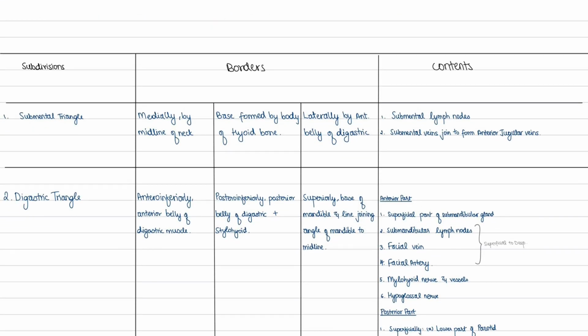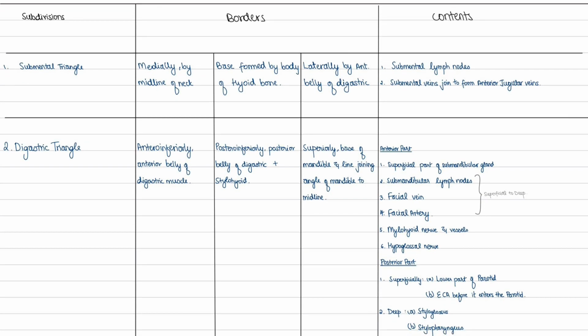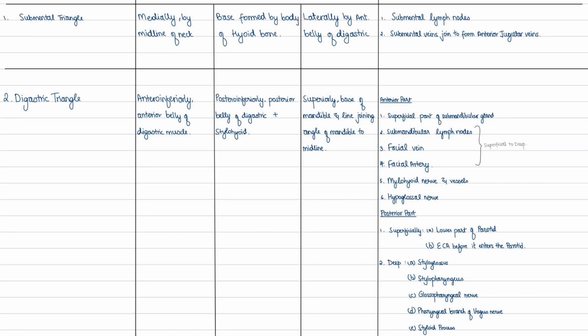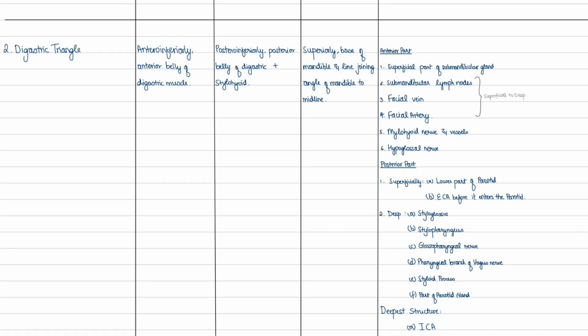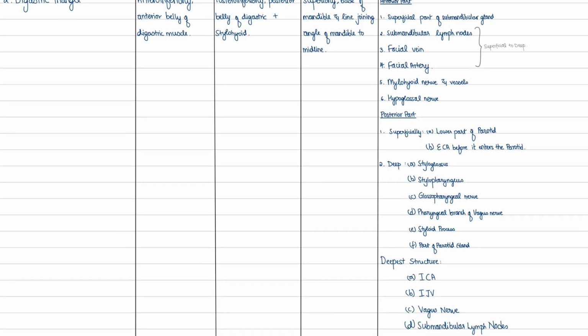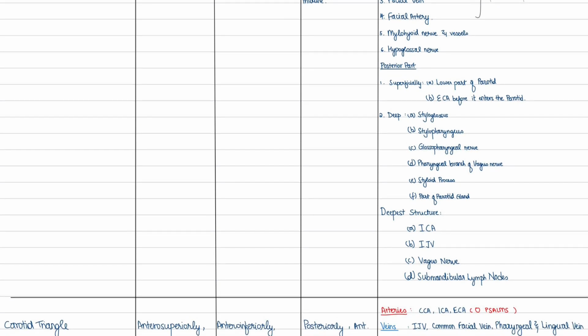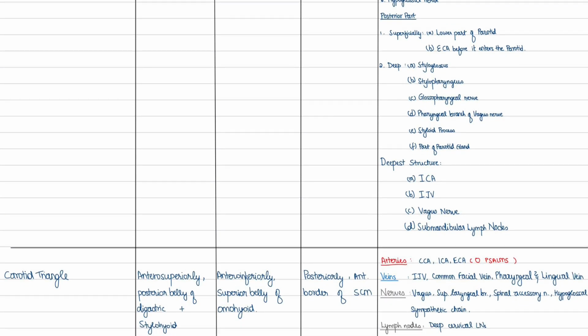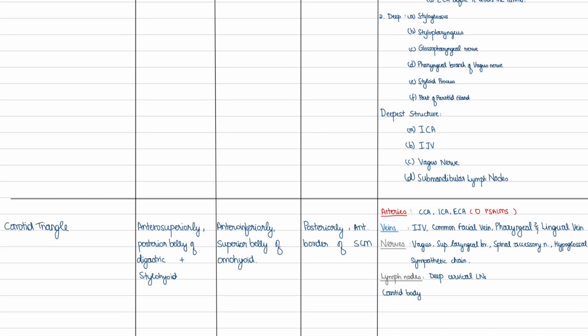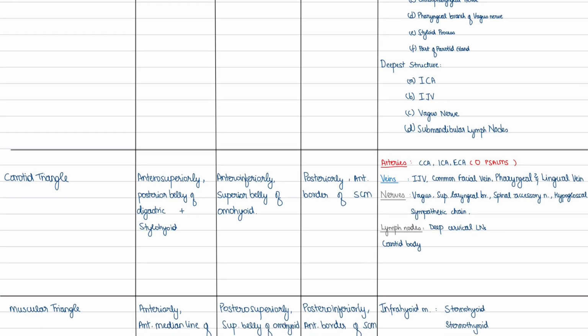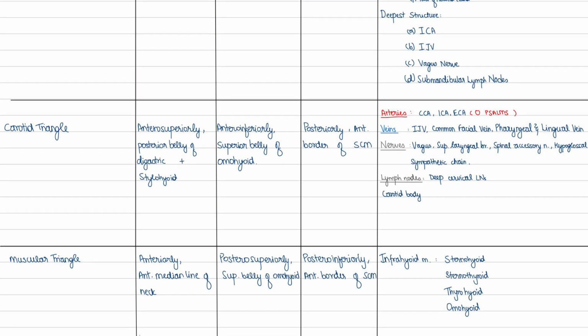Next, I've made this table which makes it super easy for you to remember all the triangles, the borders, and their contents. Remember that each triangle can potentially come as a short answer question as well. So if you remember this one table, you can answer any question that's asked in the exam. Let's discuss this in detail.